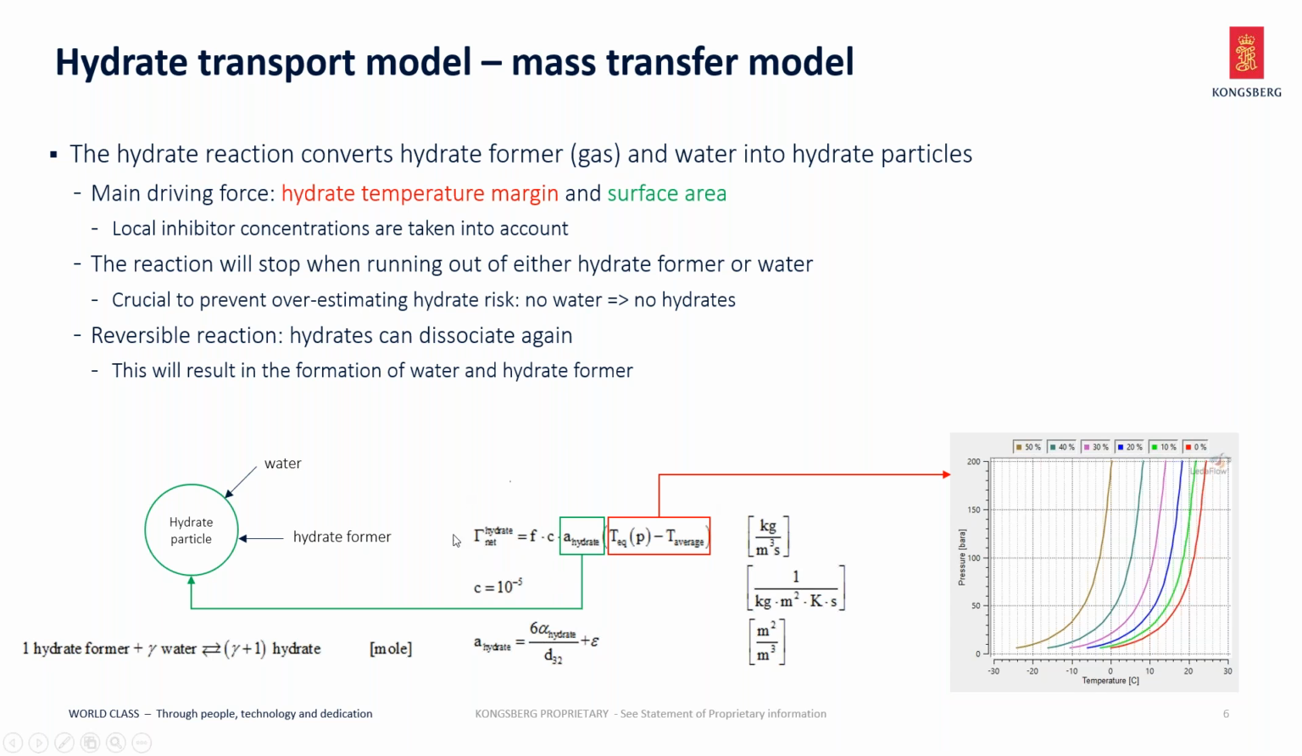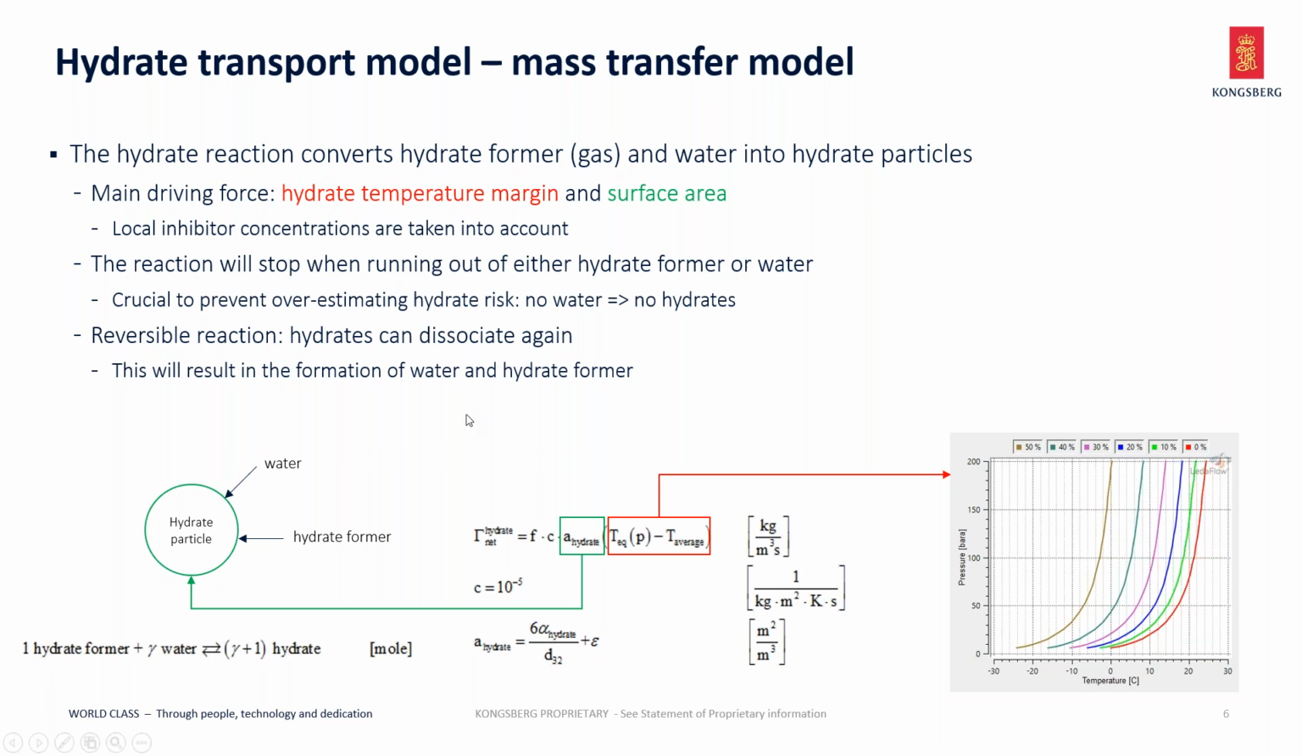This is the expression for the mass transfer term. You can see the hydrate temperature margin is shown in red here, which is based on the hydrate curves that we define. And the surface area is based on the size of the hydrate particles and the volume fraction of the hydrate particles.